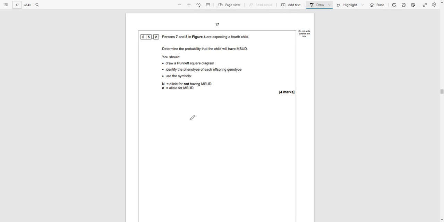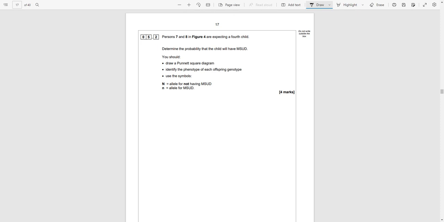Obviously, if some of the information is given to us, then that's great, but this is sort of worst case scenario. Okay, so in this question then, we are asked to determine the probability that the child will have a disease called MSUD. Now, we've never been taught about MSUD. We might never have heard of it, to be honest. I hadn't either. But that's what the exam board like to do, to try and put us off. So we don't be put off with that.